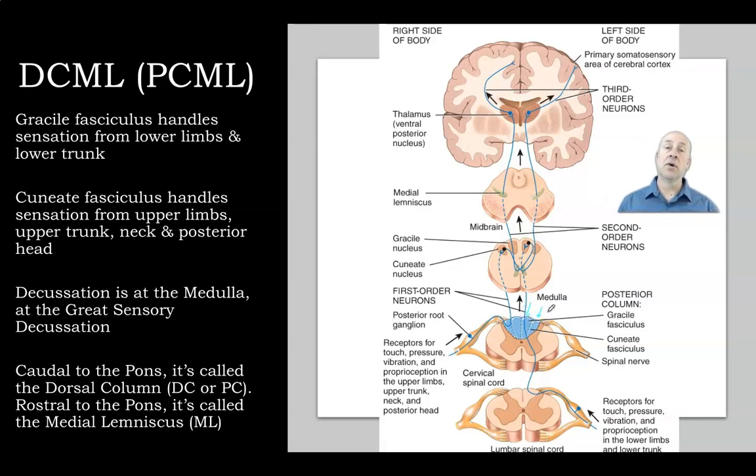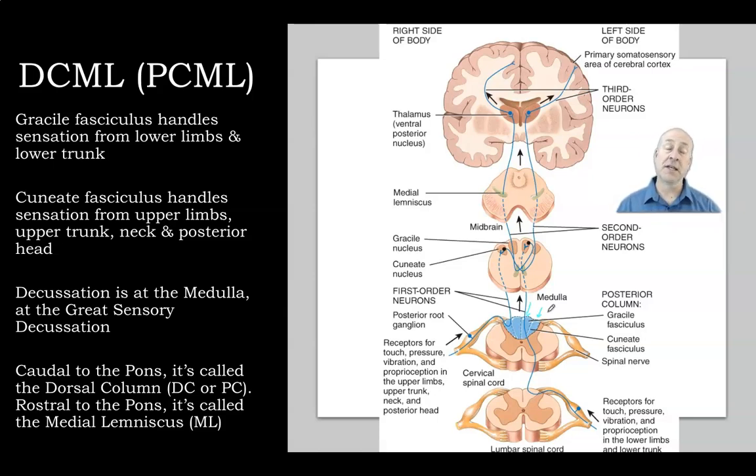And you're also going to need to know where it's coming from. The gracile is picking up all of your happy sensation, your light touch, light pressure, vibration, proprioception, all of that from the lower limbs, from the lower trunk. Whereas the cuneate is carrying it from the upper limbs and the upper trunk. How are you going to remember that? Well, go back to 40A. Pretty simple. The gracile nucleus.